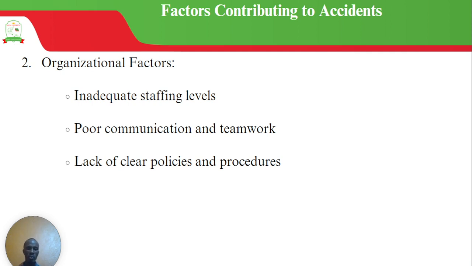Poor communication and teamwork. If you're not working in a team fashion, then you will end up getting those scenarios of accidents more often. Poor communication, again, like we said, it can lead to those incidents of wrong site surgeries, because you have not communicated well between each other. Then lack of clear policies and procedures, which should be in place to regulate some of the behaviors of these healthcare workers. And like we can all acknowledge, these behaviors sometimes are the ones that contribute to these accidents occurring. So if there are these clear policies and procedures, then we are able to regulate some of these behaviors, and we are going to lessen the chance of having accidents.